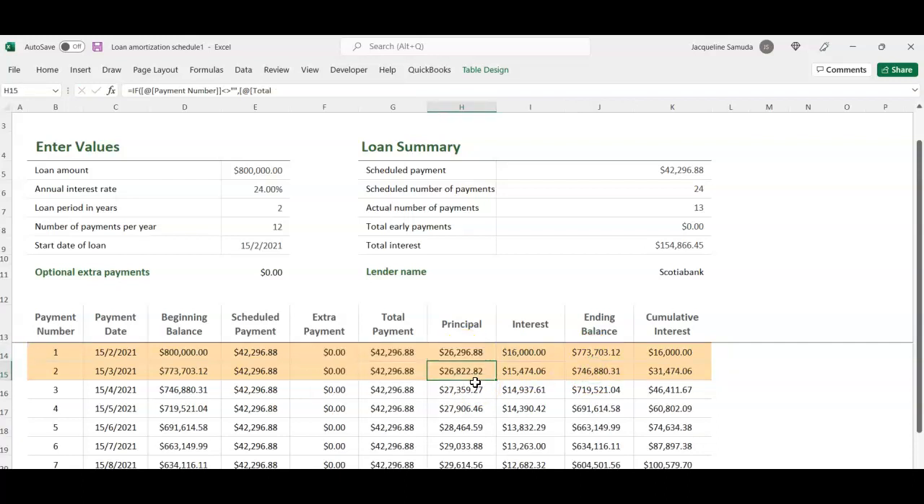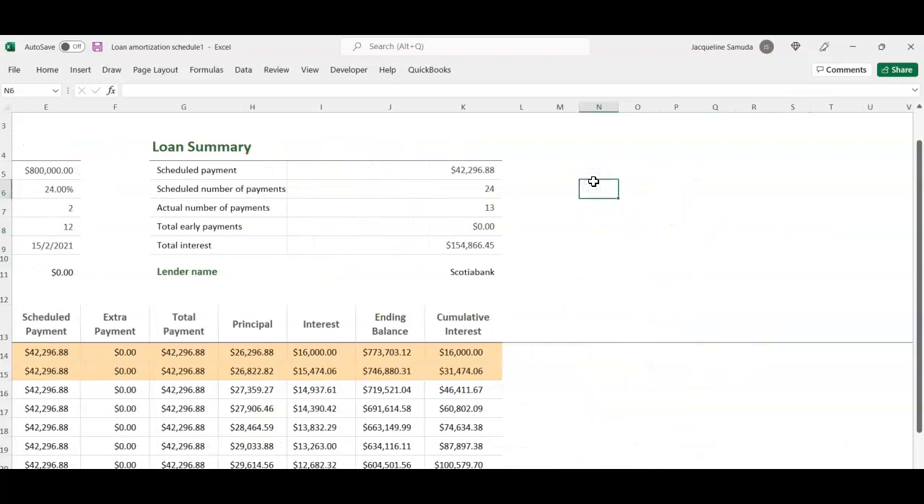Notice that the principal amount gets less each month. Sorry, gets more each month. So we're starting with $26,000, and it inches up over time. The interest, on the other hand, reduces over time. But the net effect is that it's the same amount that goes through every month. So let's take a hop over here to the double entry.